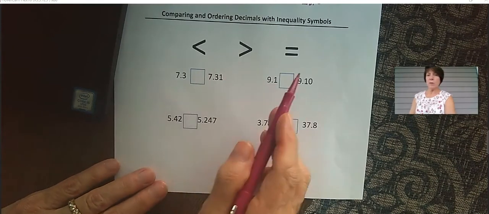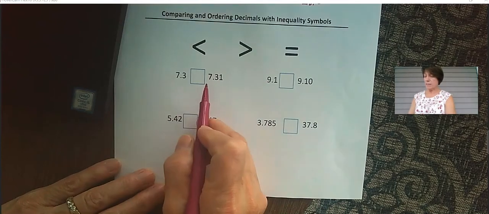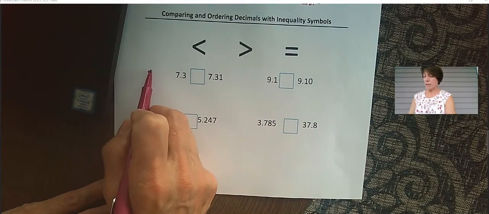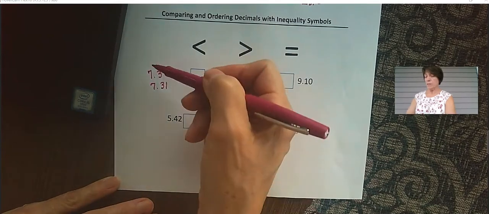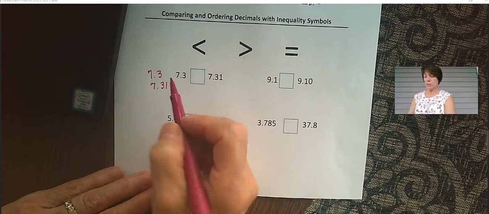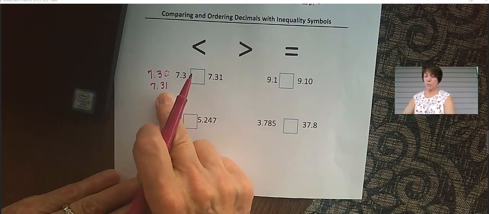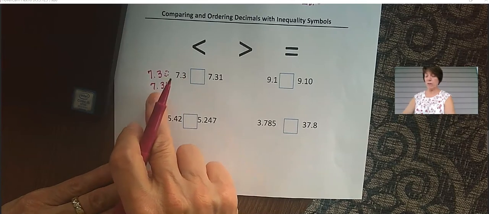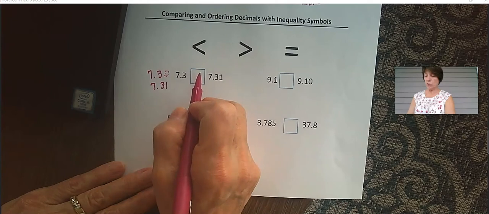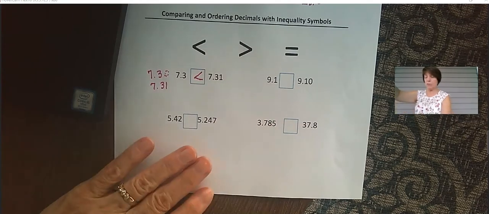All right, let's use our inequality symbols now to compare. So here we're comparing 7 and 3/10 to 7 and 31/100. Again, if we line them up, we can see that all things are equal until we get to the hundredths place. And this number would be larger because it has a 1 in the hundredths place where this had nothing, or 0, in the hundredths place. So 7 and 31/100 is larger. And so we would put 7 and 3/10 is less than 7 and 31/100.